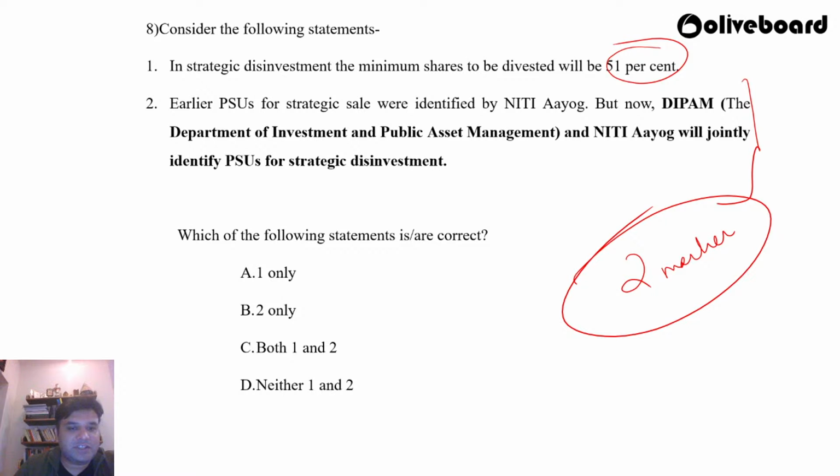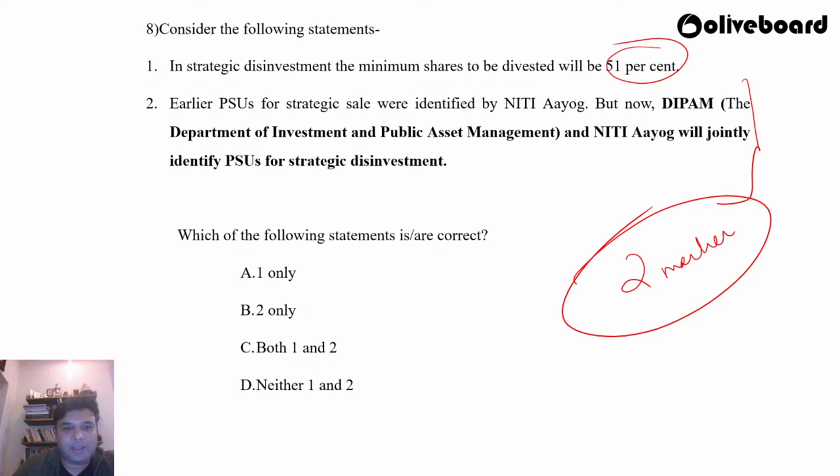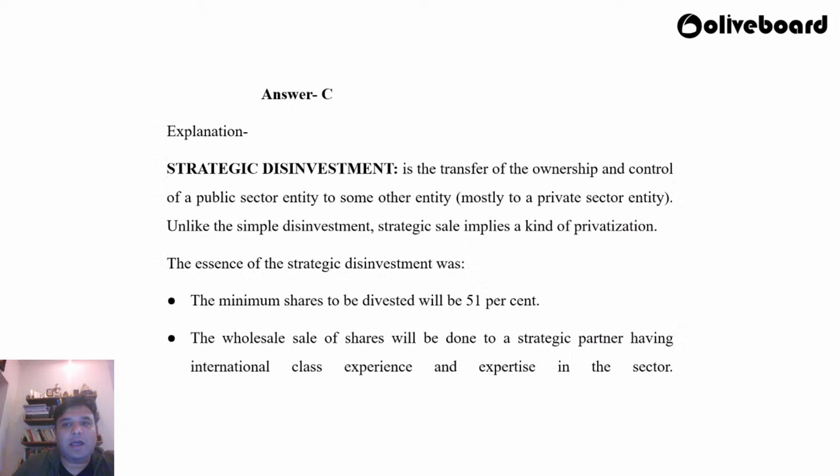Prashant feels only 2 is the correct answer. Ishita also feels that B is the correct answer. Only 2. So I'll wait for another 5 seconds for you to give the correct answer. Let's see what the correct answer is. Prashant feels answer is only 2. So moving on, let's see what's the correct answer. The correct answer is C. Okay. Both 1 and 2 are correct.